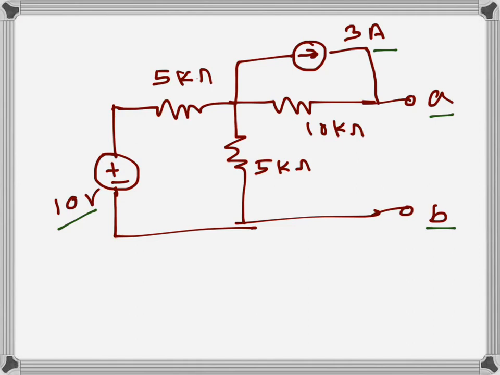To do that, as the principle of superposition says, first we need to consider one source at a time. There are only two sources here, so one source means the other source has to be inactive. So let's first consider the voltage source. For that case, we need to make the current source inactive. That means we need to open the source from here. As a result, the circuit becomes like this. I will draw it again.